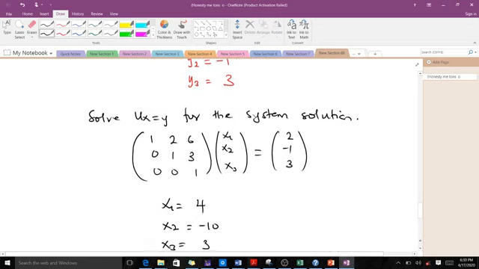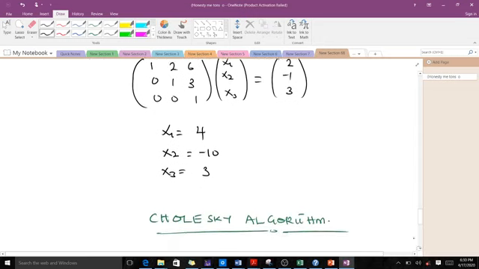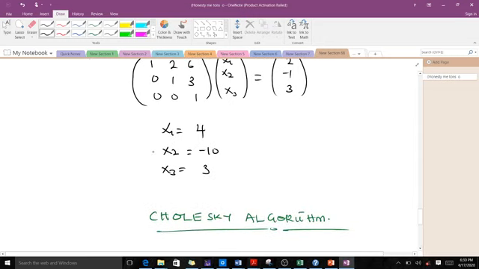When we are done, we solve Ux equals y for the system solution. This is our upper triangular matrix, this is our x's that we are solving for, and this is our y which we just computed. When you solve this, your matrix has already been reduced for you, so there is no need to use Gaussian elimination because it's already in upper triangular form. So you get your x1 to be 4, x2 to be -10, and x3 to be 3. So this happens to be the solution to our system.